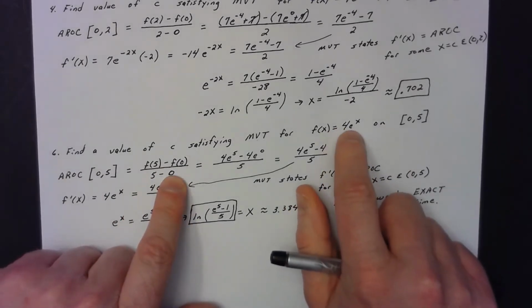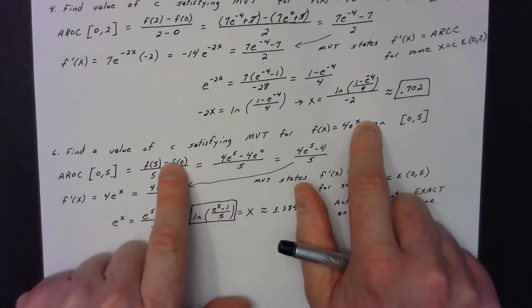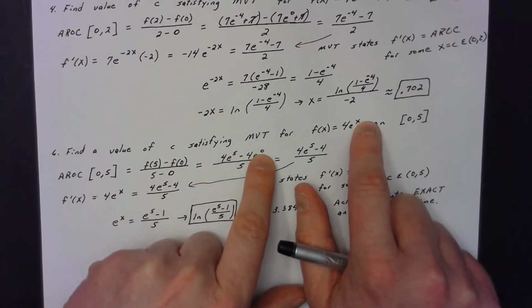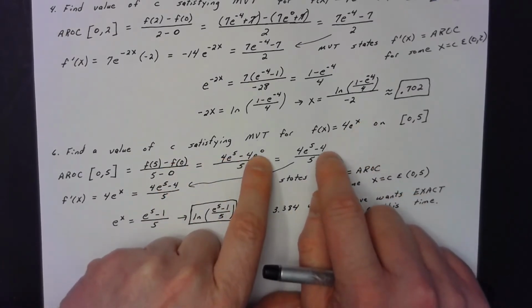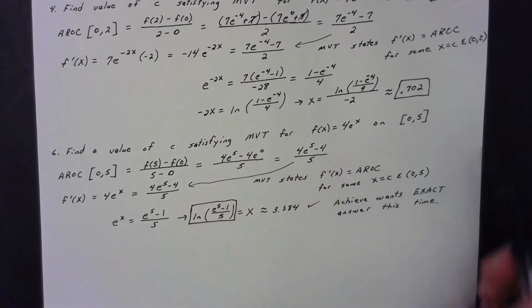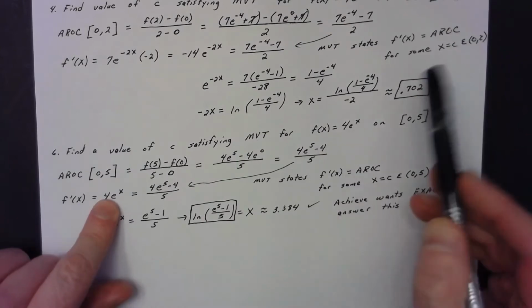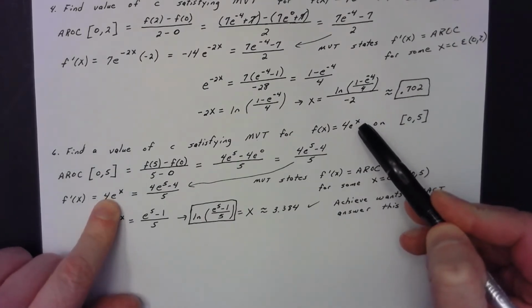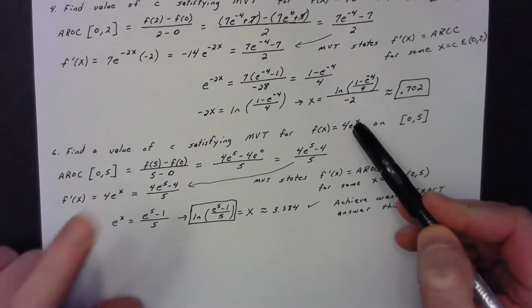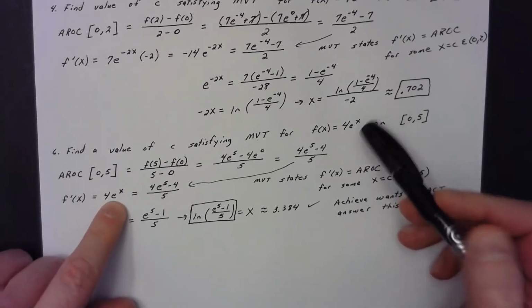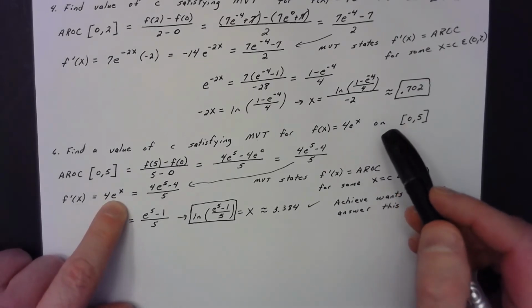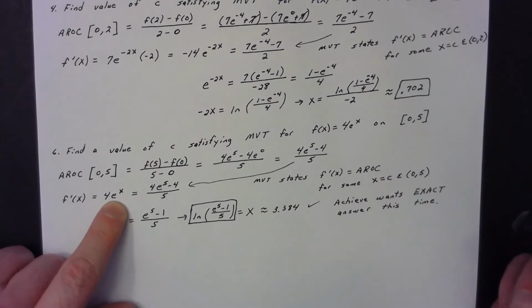f of 5 gave me 4e to the 5th. f of 0, clearly 4e to the 0. We know 4e to the 0 is just 4, so my numerator becomes 4e to the 5th minus 4, over 5. My derivative is the same thing as the original function, because the derivative of any exponential function is that exponential function. Technically, it'd say times the derivative of the exponent, but that's just multiplying by 1.